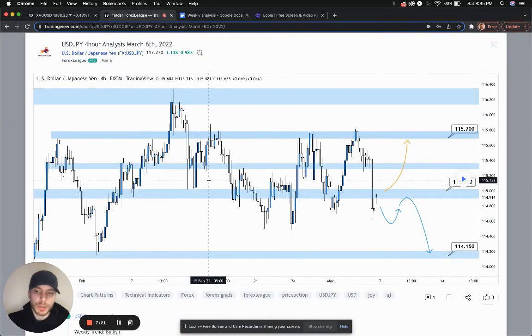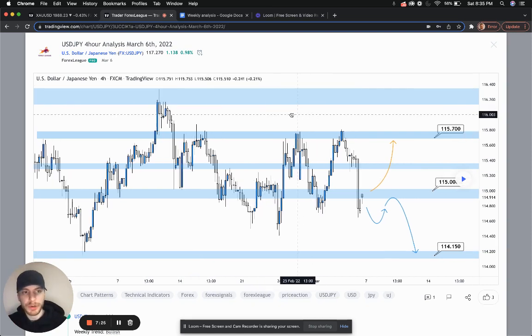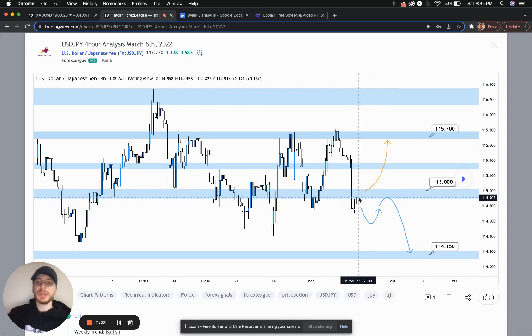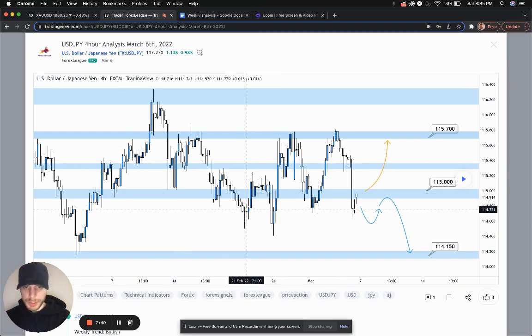So UJ here was low on my list. This was a big range. Not really that great. 115.7 as resistance, 115 as support, and price action was at the support on Sunday, right at 115. So the most likely thing here was that price action was going to continue to range because that's all that we've seen recently, and all these fake outs.